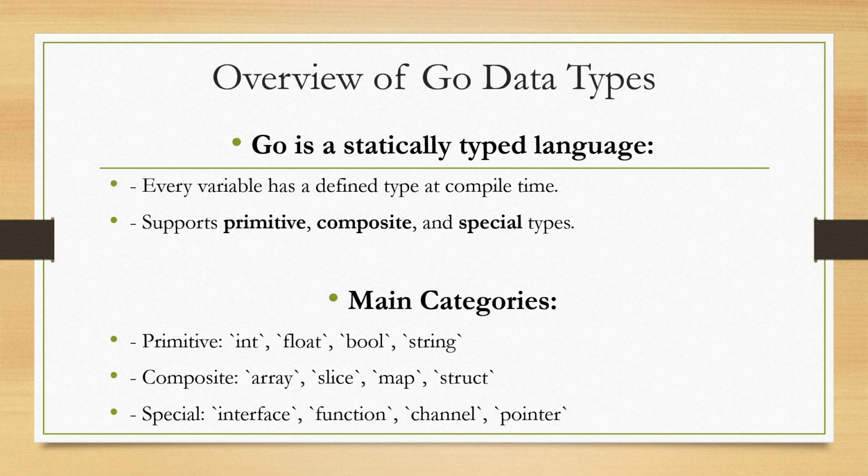And finally, there are the special types. These are a little more advanced, but still good to know. An interface helps when you want different types to follow a common rule, like all vehicles having a start function, whether it is a car or a bike. Function types, because yes, in Go, even functions can be treated like values. A channel is used when a program does multiple things at once. It helps them talk to each other. And a pointer is a way to directly access memory. This sounds scary, but it is very useful for performance.